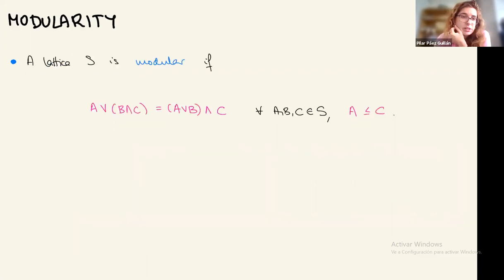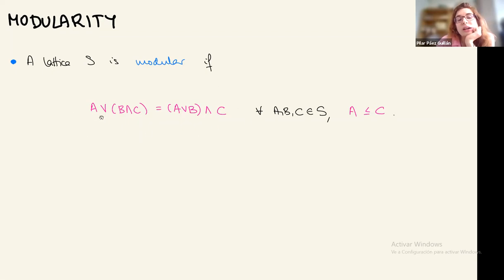So I promised at the beginning of the talk that I would speak mainly about two properties, distributivity and modularity. So let's begin, let's say something about modularity. When is a lattice modular? Well, we have first to define it. And the modular lattices are the ones which satisfy this identity.